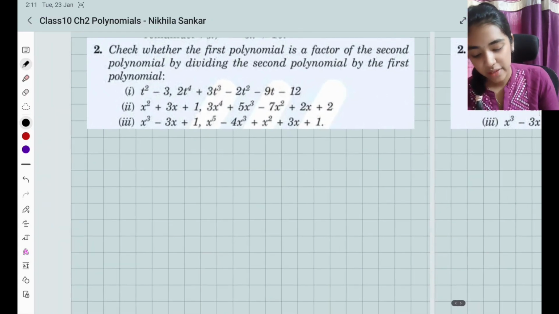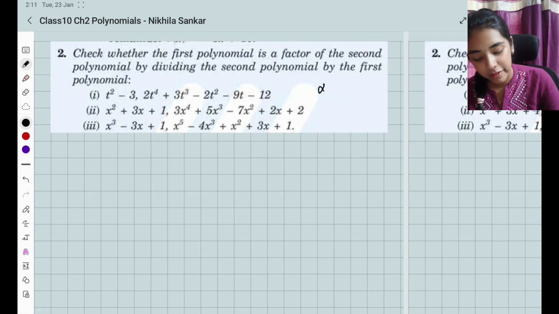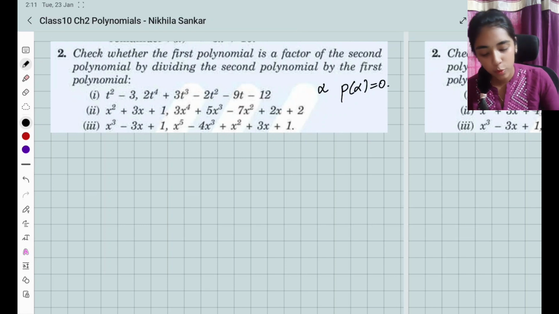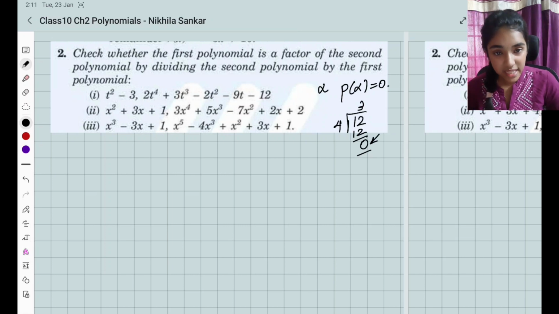இப்போ check whether the first polynomial is the factor of the second. திரும்ப நம்ம அதே தான் பண்ண போறோம். இப்போ factorனா என்ன அர்த்தம்? நம்ம ஆல்ரெடி பார்த்திருக்கோம். If we find alpha and p of alpha equals 0 அப்படினா என்ன அர்த்தம்? The remainder is basically going to be 0. இப்போ ஒரு number divisible னா என்ன அர்த்தம்? If you do 12 divided by 4, you have 4 3s are 12, 0. If the remainder is going to be 0, then it is divisible.